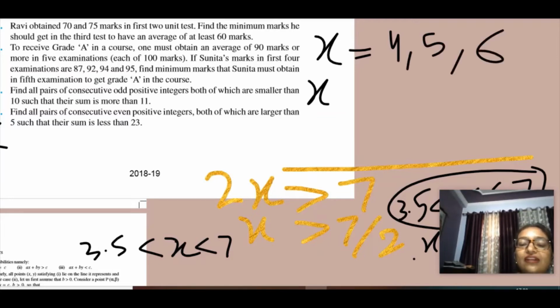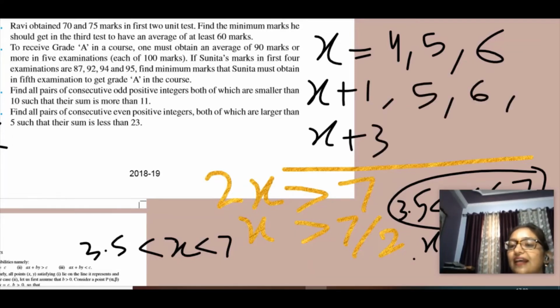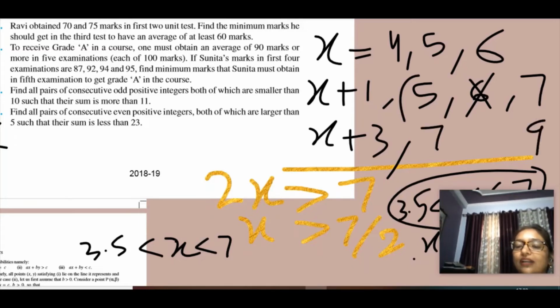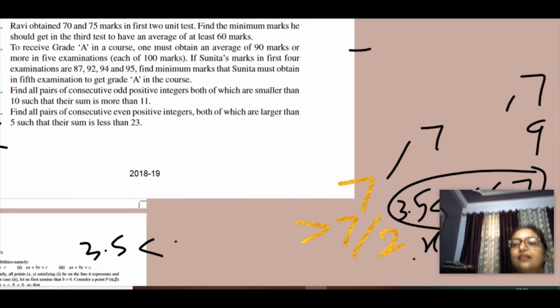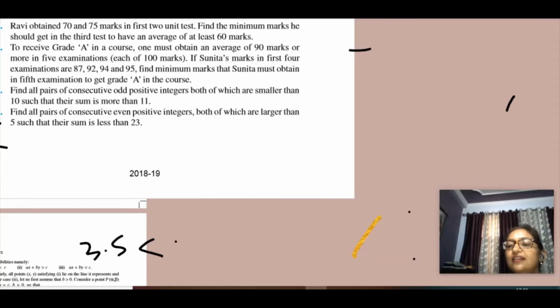So what were the numbers? x, x plus 1 and x plus 3. So I'll say the numbers are 5, 6 and 7. But we were looking for only odd numbers, so I'll not take this. Similarly, over here, I'll get 7 and this will be 9. So what are the pairs of odd consecutive numbers? 5, 7 and 7, 9, right? So we will just take care of this and move on to the next question.